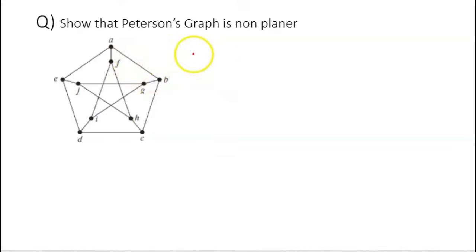Now let us talk about the Petersen graph, and this is one of my favorite problems. So using Kuratowski's theorem we are going to show that the Petersen graph is non-planar. So first thing we are going to do, we are going to draw how the Petersen graph can be drawn, because sometimes a student finds it confusing to remember.